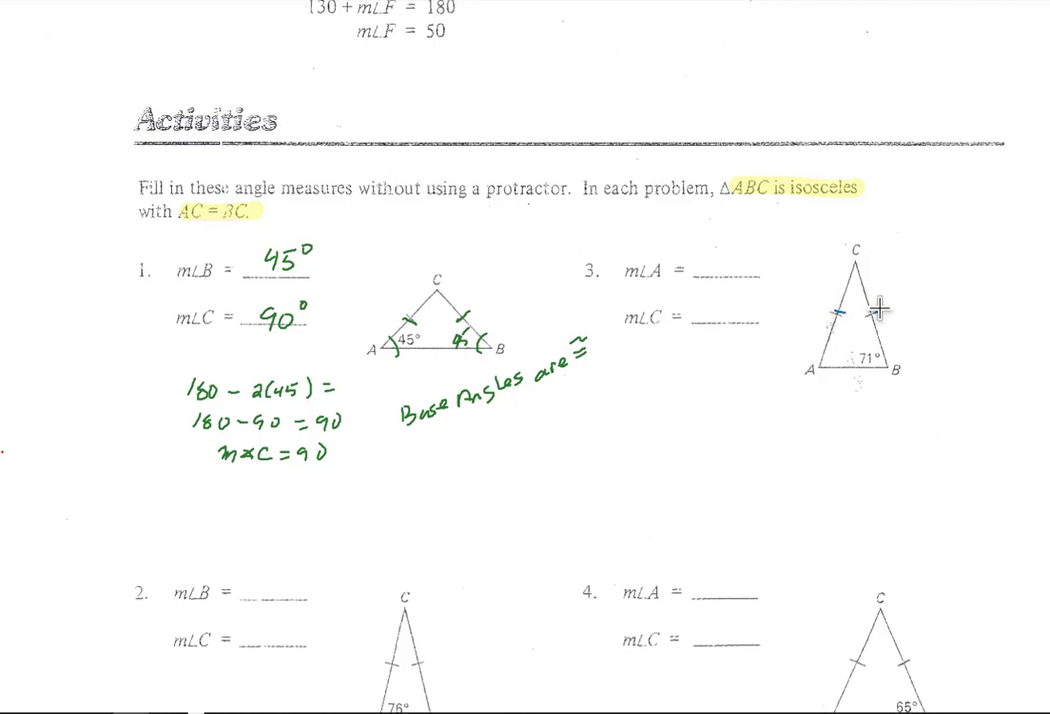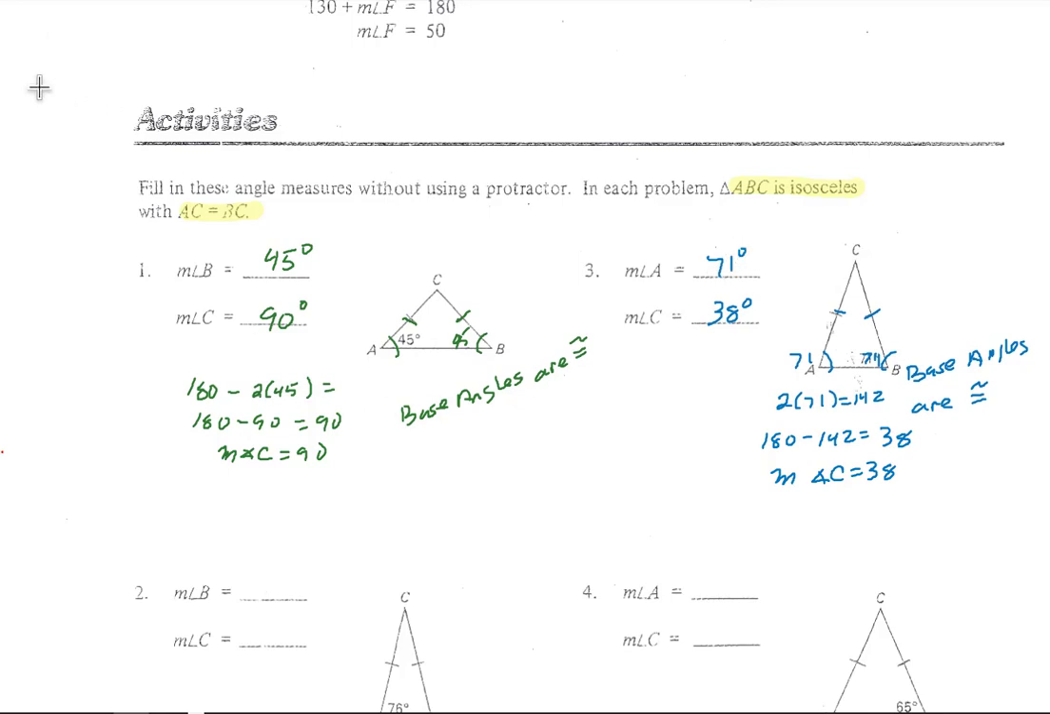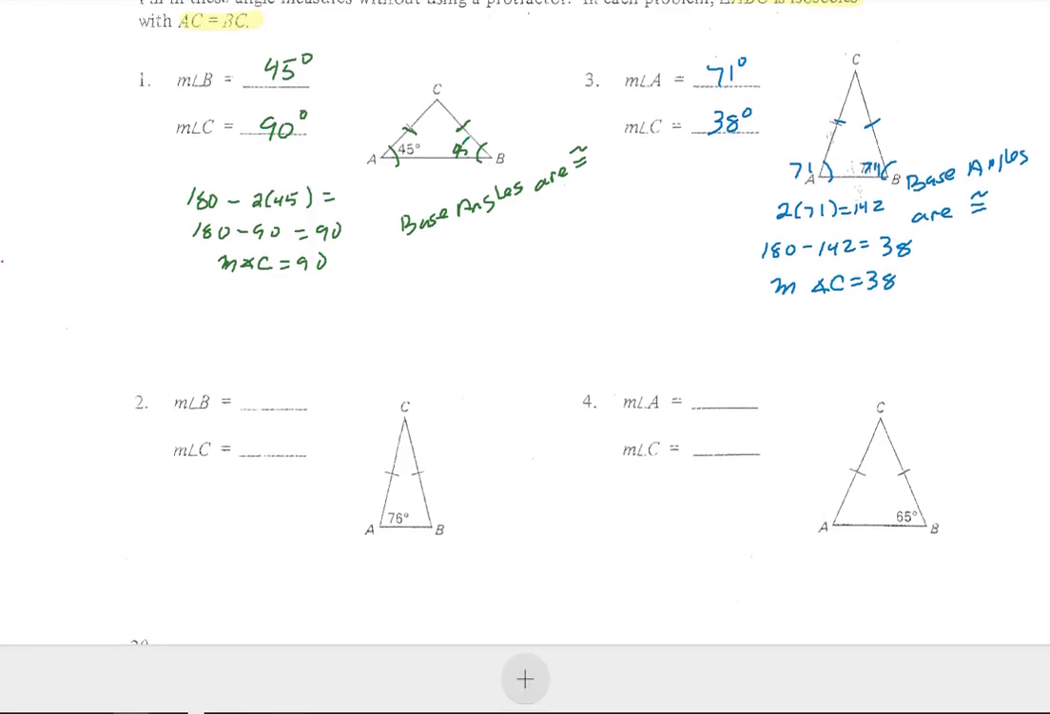Next triangle, A and B are the base angles. They're both 71 degrees because they have to be congruent. 2 times 71 is 142. 180 take away 142 leaves 38 degrees for the vertex angle at C. Fill that in.